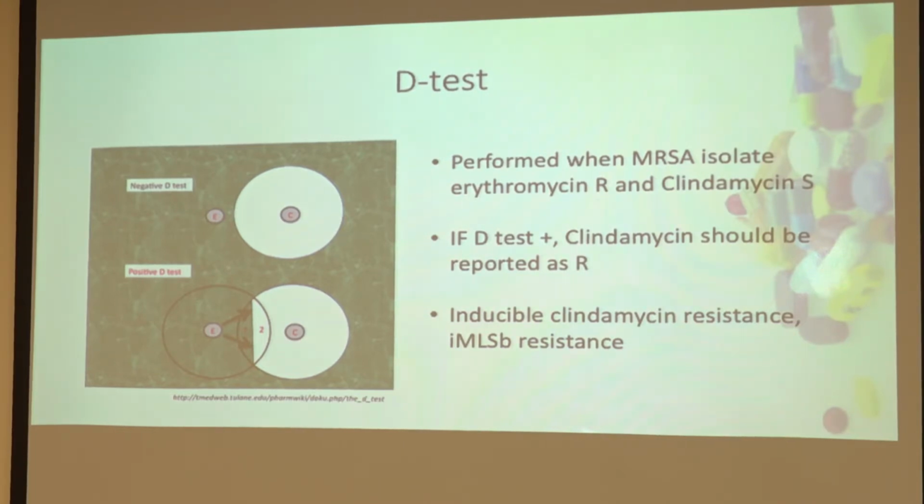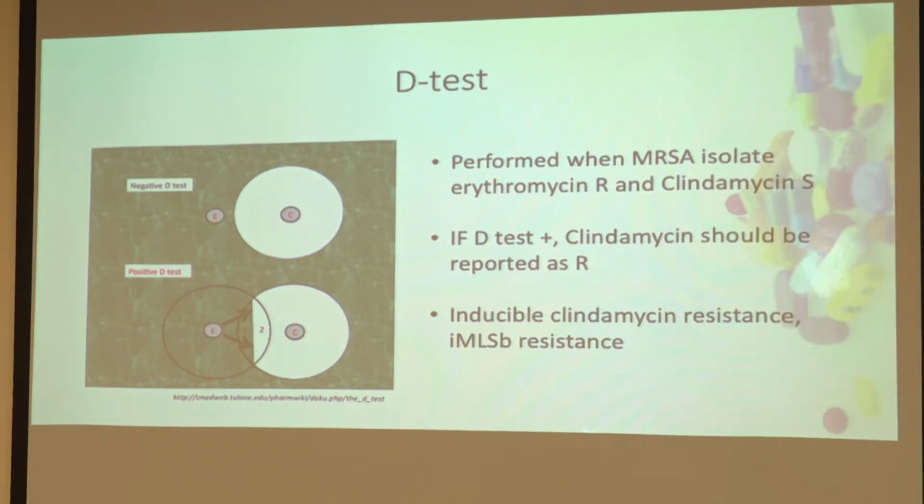Sometimes when you have resistance to macrolides, it triggers the expression of enzymes, which is governed by the ERM gene, which alters the antibiotic target. So there are some Staph aureus isolates which are resistant to erythromycin. They possess an enzyme which can induce Staph aureus to be resistant to clindamycin as well. So in the bottom we can see there is a positive D-test.